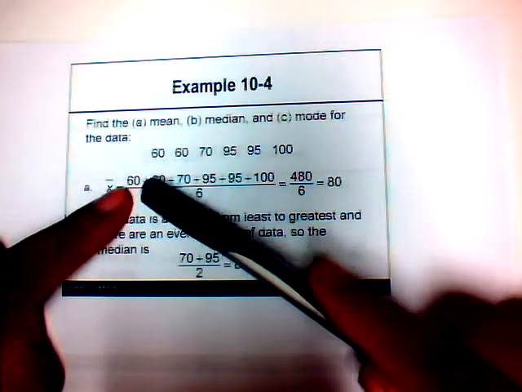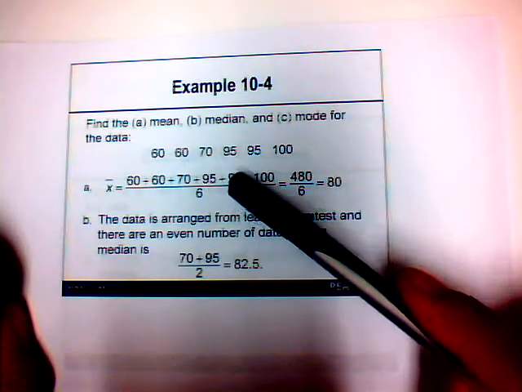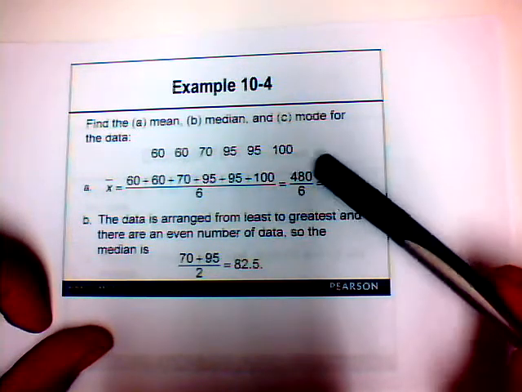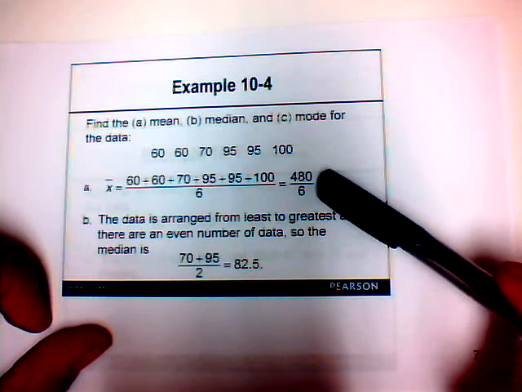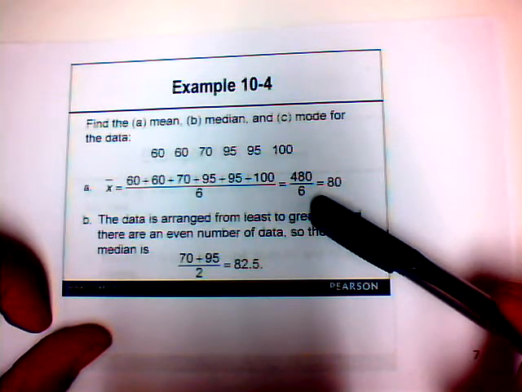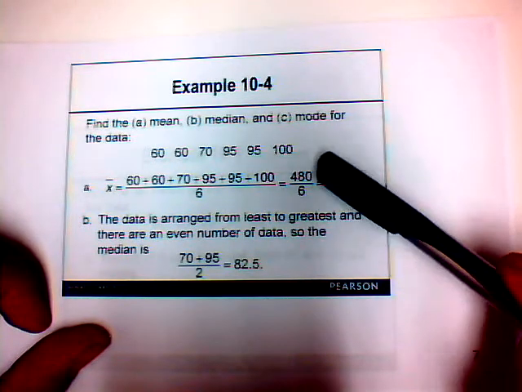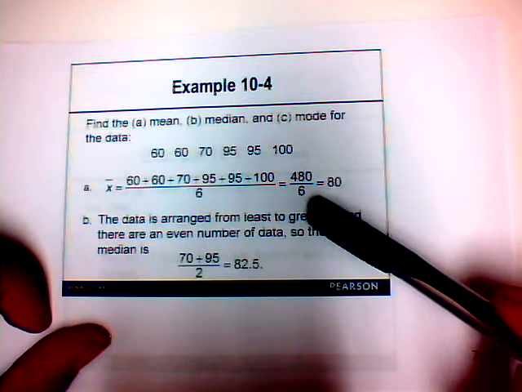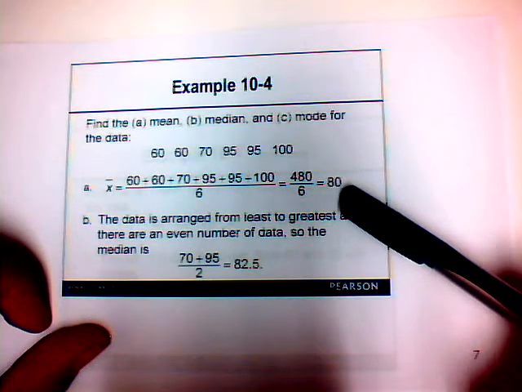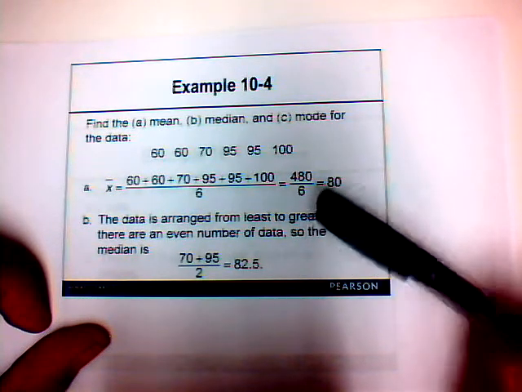So if we add 60, 60, 70, 95, 95, and 100 together, you're going to get 480. You're going to divide that by 6 because there's 6 data values here. So 480 divided by 6 is going to be 80. So the mean of this set of data is going to be 80.